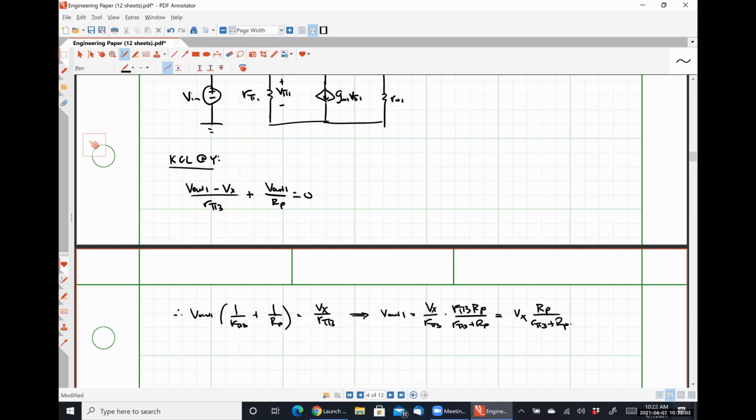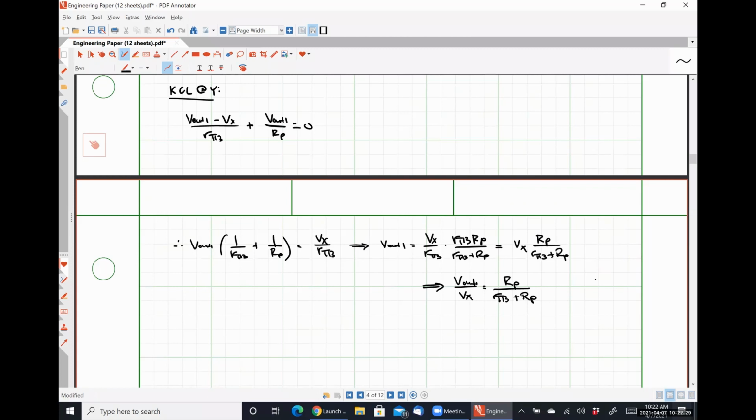And for the sake of argument, I can divide V out by Vx, and I now have the transfer function for that stage, right? So I will write that down explicitly. V out 1 over Vx is equal to Rp over R pi 3 plus Rp.